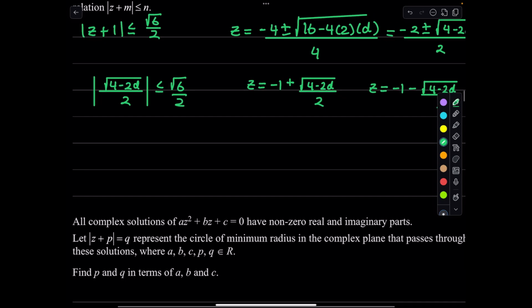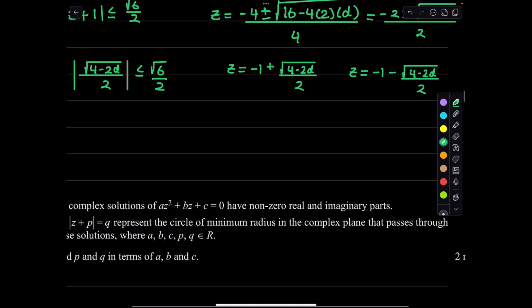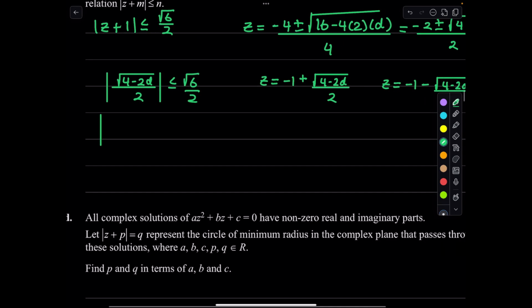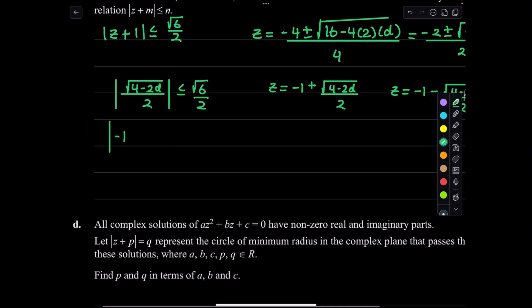No, before we do that, actually, let's do it for the other case too. So the same expression. So z is -1 minus the square root of 4 minus 2d, all being divided by 2, plus 1. Again, these ones will cancel out, and you're basically left with this over here, the absolute value, less than or equal to root 6 on 2.